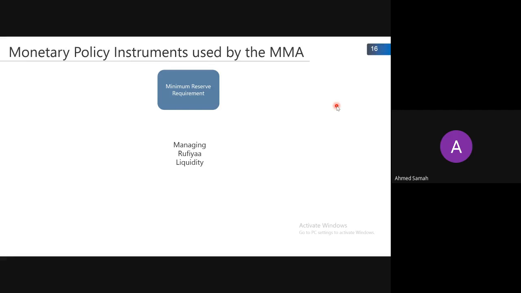If we want to increase the level of rupiah in the market, if we want commercial banks to increase their lending to the people, then we will reduce the minimum reserve requirement. Commercial banks will then have more excess reserves which they can use to lend to the public. They will use it for consumption, investment and net exports, and real GDP will be boosted.